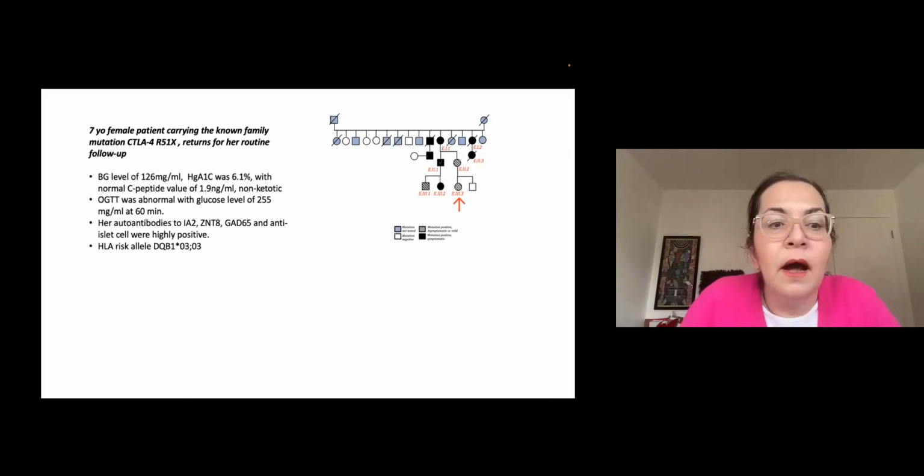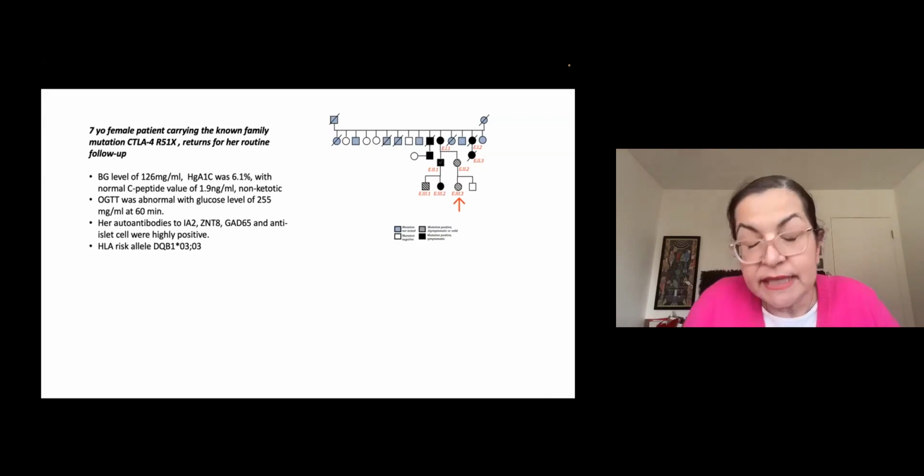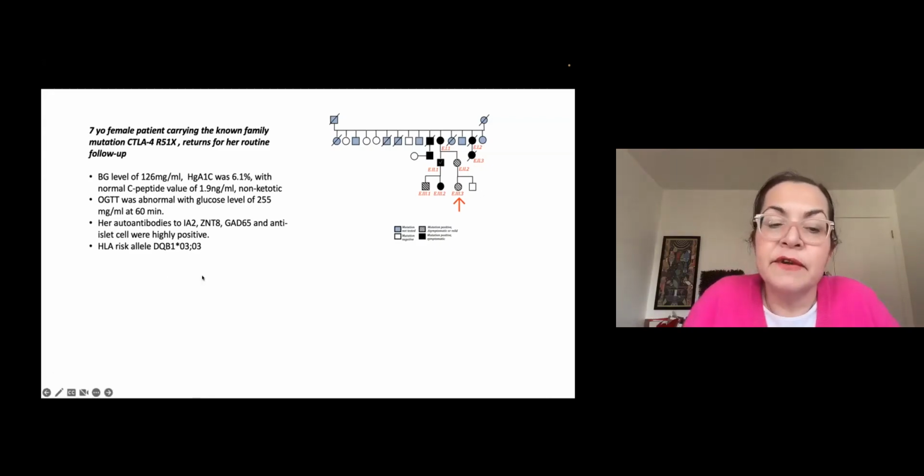She was healthy. She had a fasting blood glucose level of 126. Her hemoglobin A1C was 6.1, with a normal random C-peptide at 1.9. She was non-ketotic. Her oral glucose tolerance test was totally abnormal. Her autoantibodies to IA2, ZnT8, and GAD65, and anti-ICA were highly positive. So she was stepping into type 1 diabetes, and she had the HLA risk allele DQB1*0302. This is the risk allele for the general population.